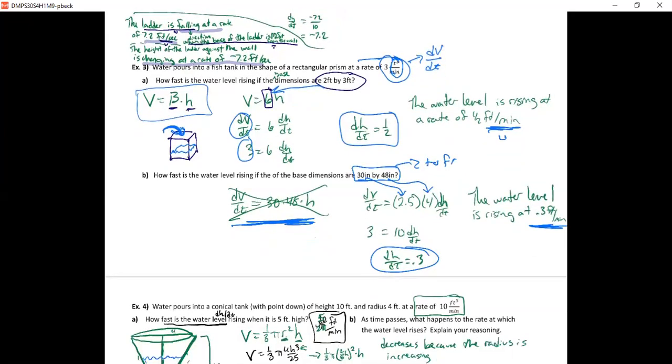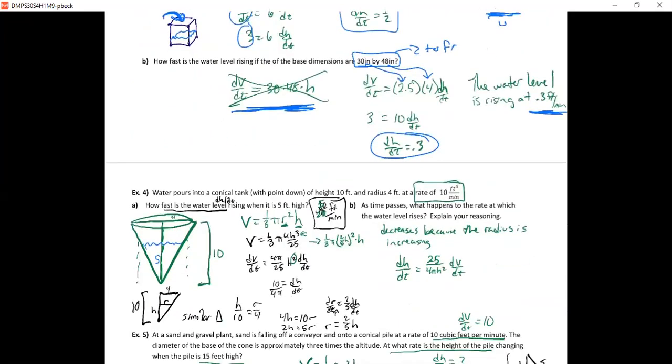Example number 4, water pours into a conical tank. Let's go ahead. Water pours into a conical tank with the point down of height 10 feet and radius 4 feet. Now that water is pouring in at a rate of 10 cubic feet per minute. Once again, there's my dV/dt. So anytime I get some information, dV/dt. How fast is the water level rising when it is 5 feet high? And this is, so when the water is 5 feet high.